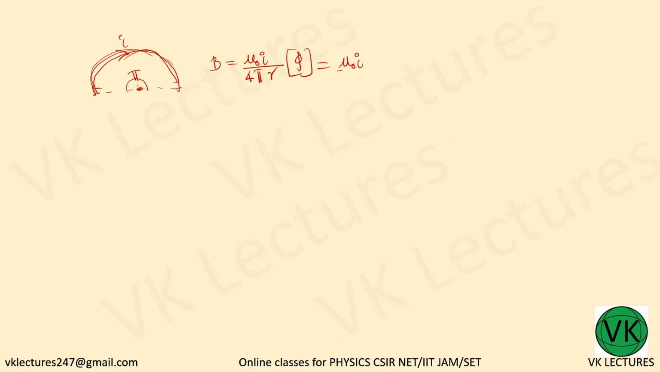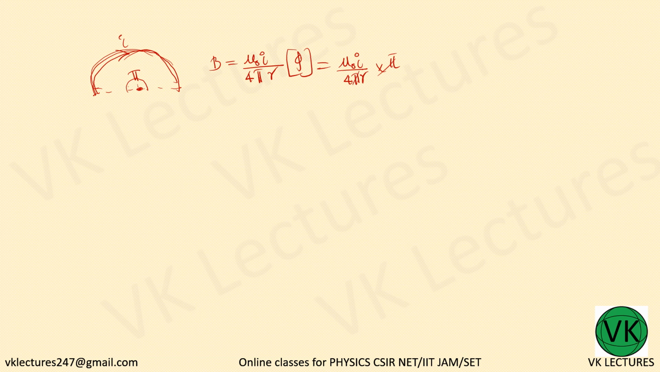Let us consider an example. Here we take a half circle. How much angle does it make from here to here? It is pi, a 180-degree angle. So when we consider this magnetic field B, if current I is passing through here, B will be equal to mu 0 I by 4 pi r into the angle phi, which is equal to mu 0 I by 4 pi r into pi.